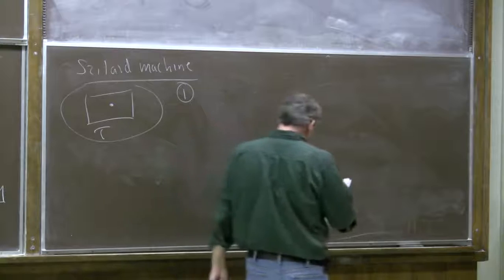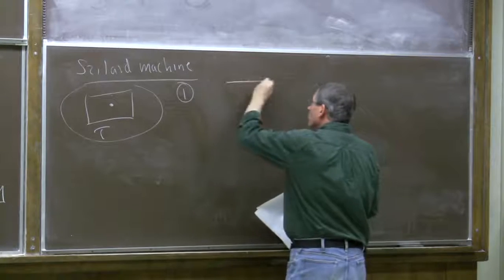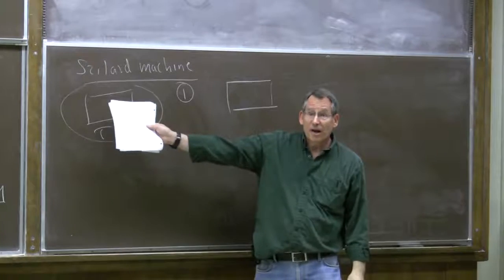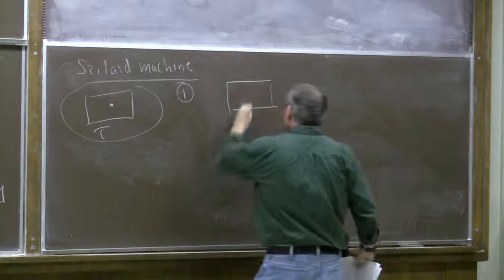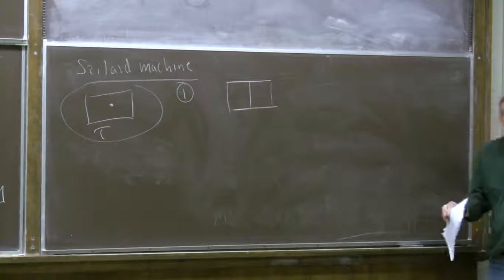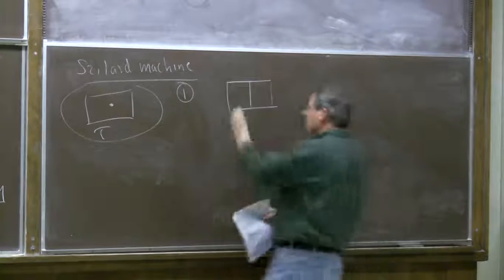So there will be 4 steps. The first step is we will start out with a box which has no partition. There's a molecule in there somewhere. And then we will suddenly close the door, partitioning the box into 2 parts, the left part and the right part.